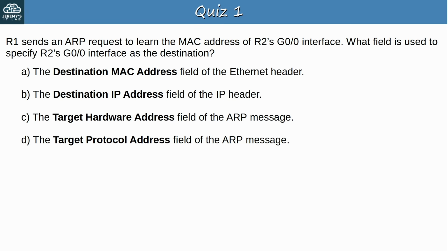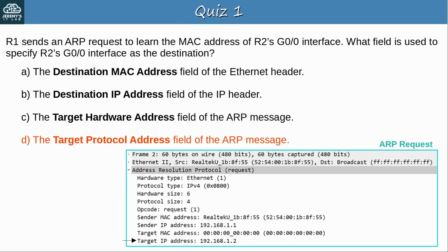Okay, the answer is D, the target protocol address field of the ARP message. Here's an example ARP request message. A is incorrect because the destination MAC address of the Ethernet header is all Fs, broadcast. R1 doesn't know R2's G00 MAC address yet, so that's why it has to send an ARP request.